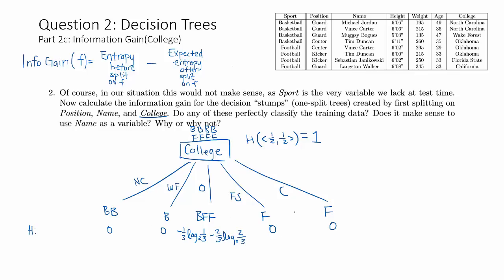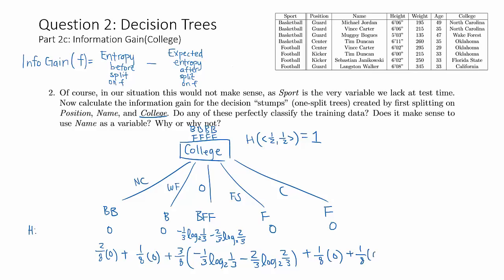And we need to calculate the expected entropy after the split, so we need to weigh these by their weights, which is going to be the fraction of samples that are in the group. So here we have 2/8 times 0, plus here 1/8 times 0. This big group here has 3/8 times this expression, minus 1/3 log base 2 of 1/3, minus 2/3 log base 2 of 2/3, and then plus 1/8 times 0, plus 1/8 times 0.